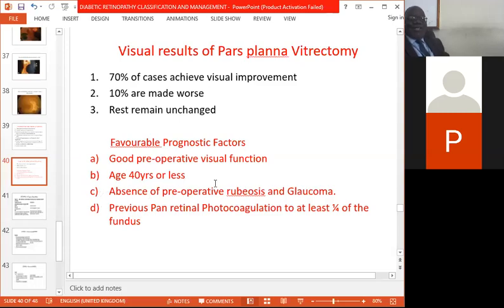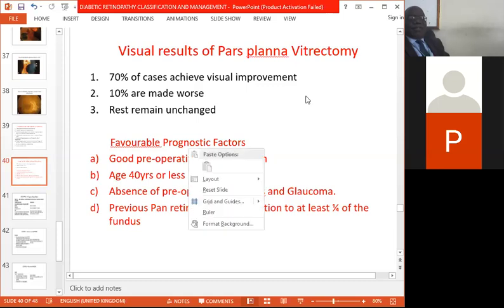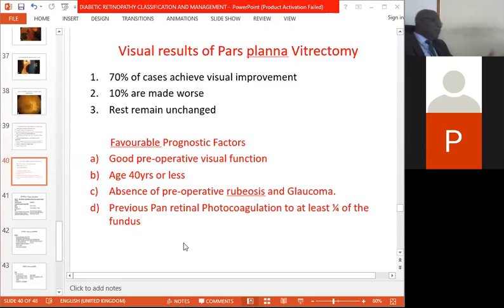Absence of preoperative rubeosis and glaucoma, and previous panretinal photocoagulation to at least a quarter of the fundus. At 40 years, they are good. In other words, a young person is in a better position, not only for this operation, for everything else. A younger man has a better chance than an old man.